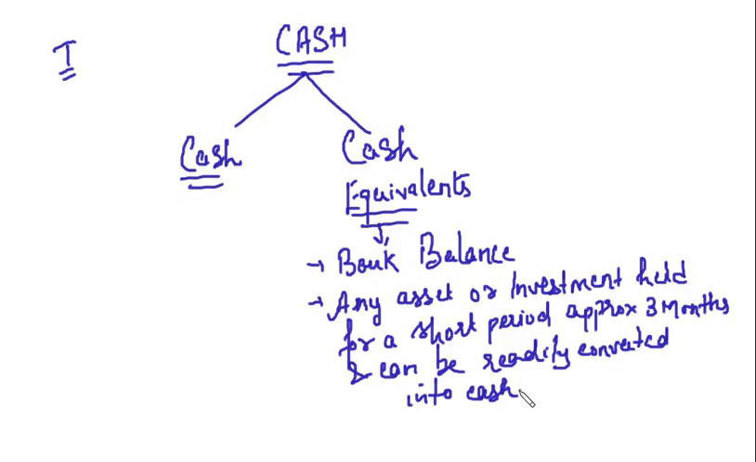After a few months, after 2 months or after 2.5 months, you need the cash. You can sell that asset or investment and the cash is available to you. Any asset or investment which is held for a short period, meaning a period not more than 3 months, and it can be readily converted into cash. Clear? So the first element in the cash flow statements is cash.